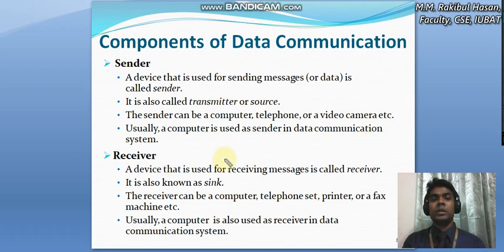Right. So sender done. Now the receiver. The receiver is basically the destination. A device that is used for receiving messages is called the receiver. It is also known as a sink. The receiver can be a computer, telephone, printer, or a fax machine, etc. Usually a computer is also used as the receiver in a data communication system. Simply, the device that sends is called the sender, and the one that receives is called the receiver.